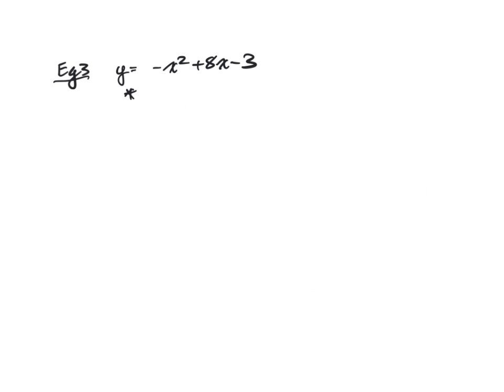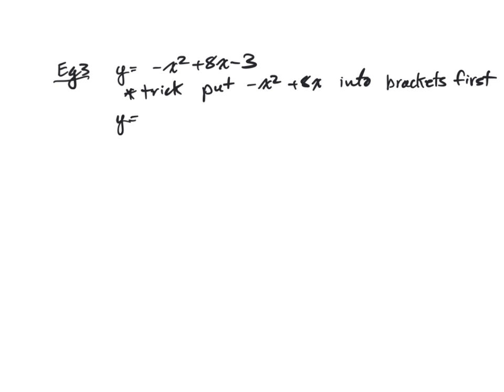So, our third problem happens when we have a negative sign sitting in front of the x squared term. Well, how the heck do we handle that? So, here is the trick. The hint is to basically put the negative x squared and the 8x into the brackets first, right? So when you do that, you're going to end up with something that looks like this. Y is equal to, in brackets, negative x squared plus 8x, right? And then we have our minus 3.